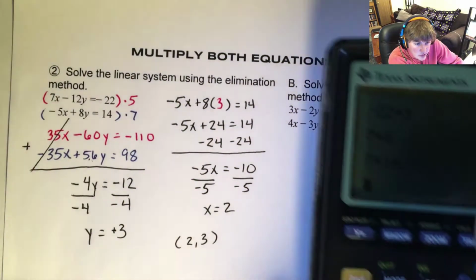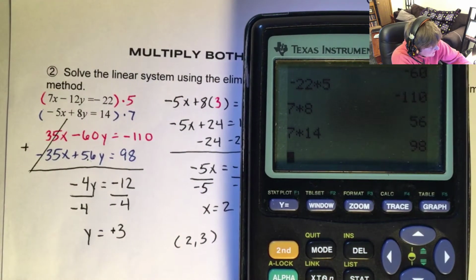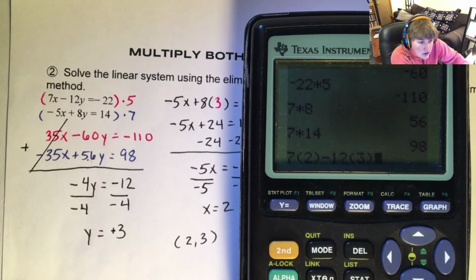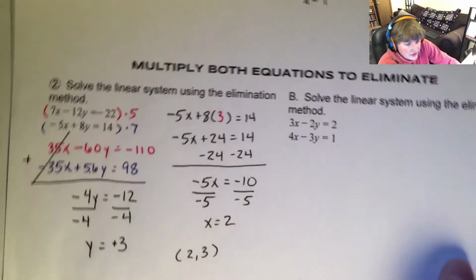Okay, and we would just like to check our work real fast. We're just going to have the calculator do that. Okay, so minus 12 times 3. When I hit enter, I'm hoping to get negative 22, and I do. Next one would be negative 5 times 2 plus 8 times 3, and that's 14. So that is indeed our answer.